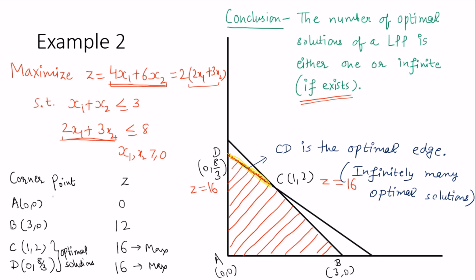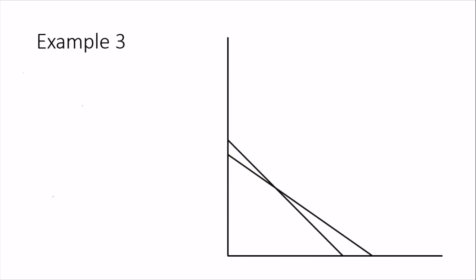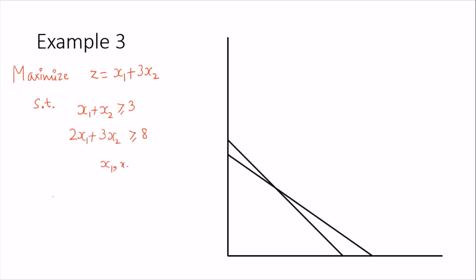So now let's move to the next example, example 3. Here I've made a little change. This is still maximize z equals x1 plus 3x2; I have changed the objective function. I have kept the constraints similar, except that I have changed their sign. If you look here, the signs are now greater than or equal to, while in the previous two examples both of these were less than or equal to. So because of the change in the sign of inequalities, what is going to happen?